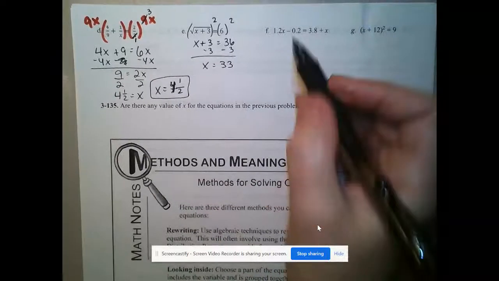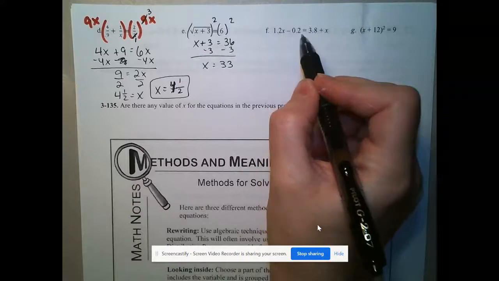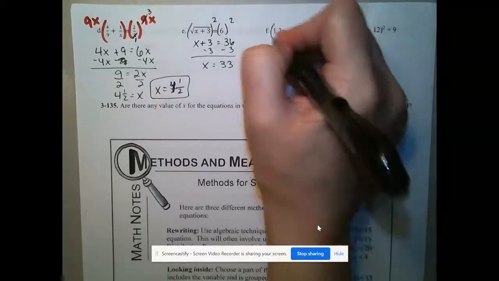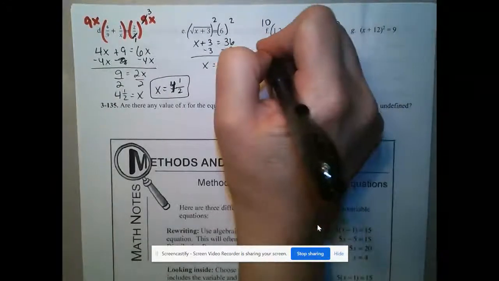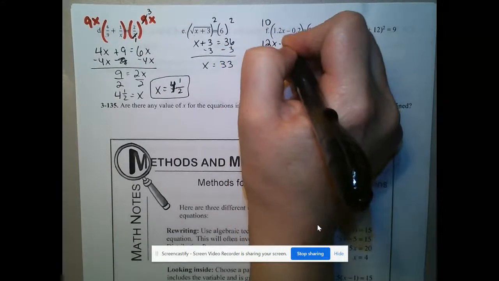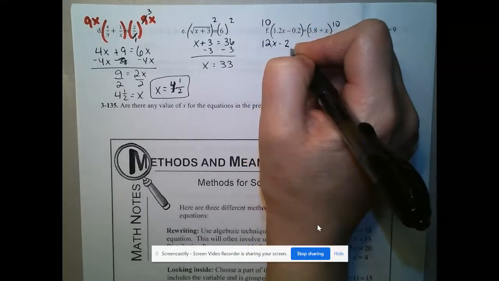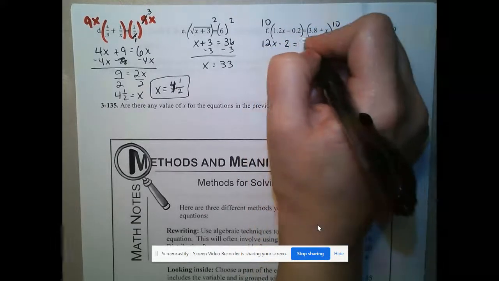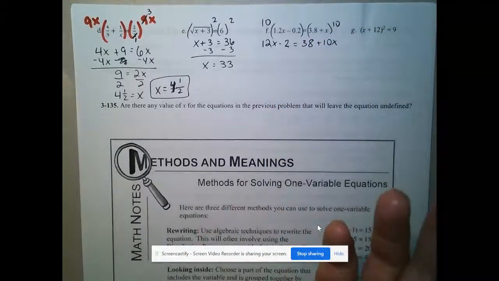The next one, F, that one's got your extra decimals. Notice I've got tenths, tenths, and tenths. So I'm going to multiply everything on the left side by 10, multiply everything on the right side by 10, get 12x minus 2, right? Because I'm just moving the decimal point over one place, equals 38 plus 10x, which loses all of the decimals.